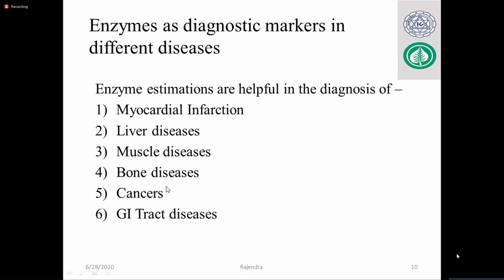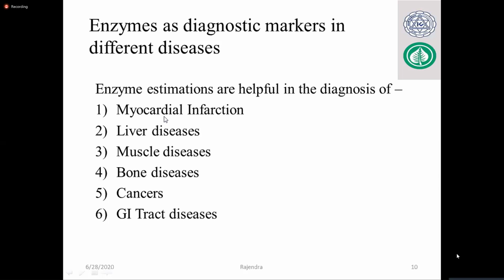These are the most common diseases. There are more and more diseases, but we are just talking about very common diseases, which are very common in our society as well as the community. Enzyme estimations are helpful in the diagnosis of myocardial infarction. See, this is one of the biggest global threats, and annually nearly 18 million people are dying of cardiovascular disease. And the number one of this cardiovascular disease is myocardial infarction, which is very well known as heart attack.